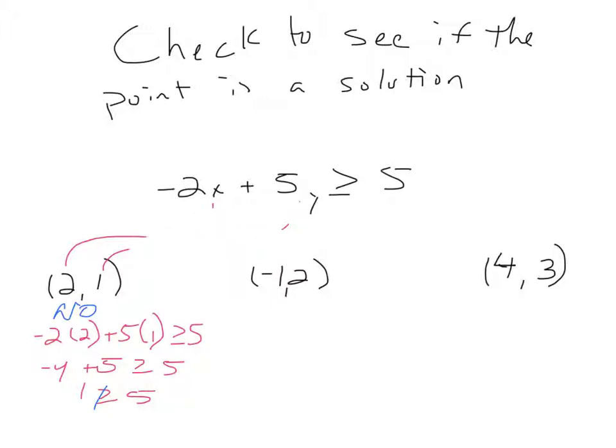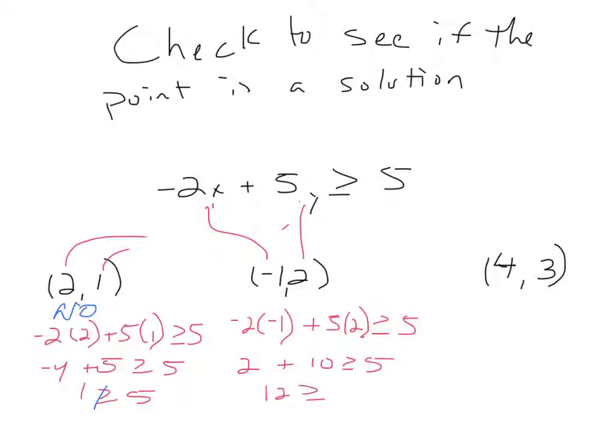Okay, here we go. Negative 1, I'm going to plug in for my x. 2, I'm going to plug in for my y. And now I have negative 2 times negative 1 plus 5 times 2 is going to be greater than or equal to 5. 2 plus 10 is greater than or equal to 5. Oh my goodness! Yes! We have a solution!